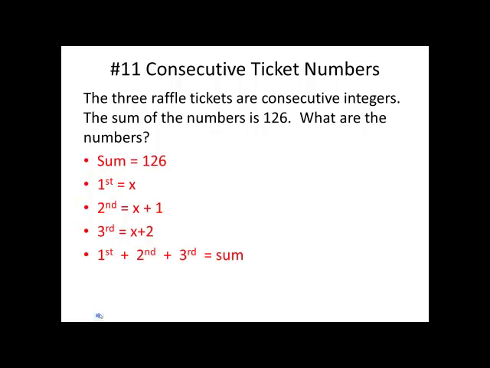So our general equation would be the first ticket plus the second ticket plus the third ticket equals the sum. Or x plus x plus 1 plus x plus 2, those are your first, second, and third numbers, would equal 126. And again, all we're going to do is use the skills that we've learned to solve this equation. We'll figure out what x is, and then we can find the other two numbers because they come right after the first number.